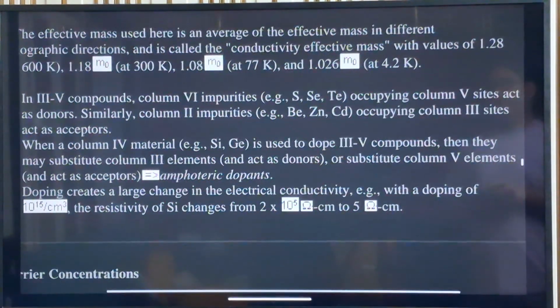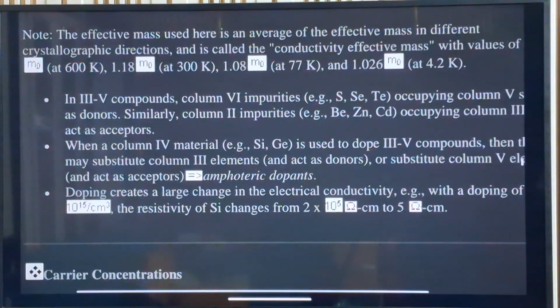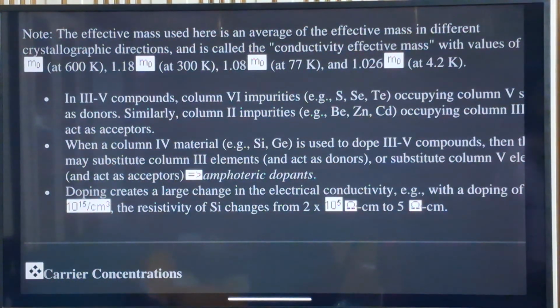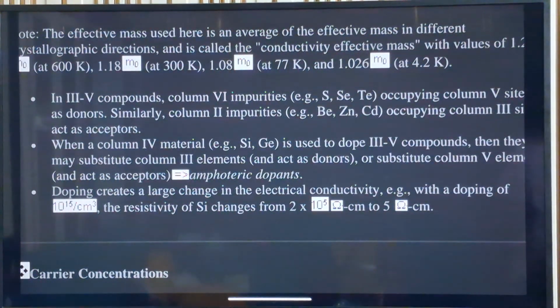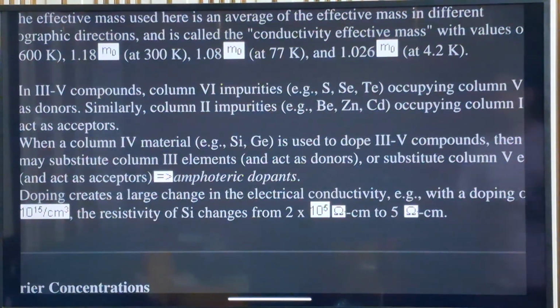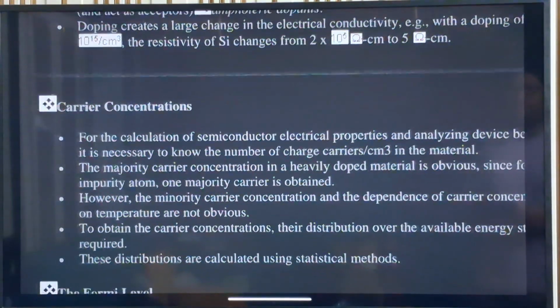Okay, so when a column 4 material is used to dope 3 to 5 compounds, then they may substitute column 3 elements and act as donors, or substitute column 5 elements and act as acceptors. These are known as amphoteric dopants. The only key takeaway is that column 4 elements, when used with 3 or 5 elements, are known as amphoteric dopants. May come in an MCQ if it comes at all.